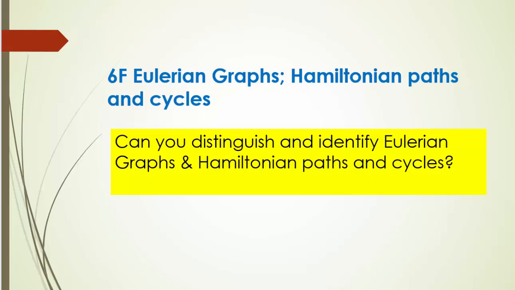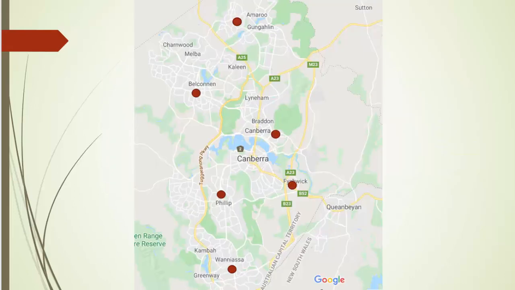We've been talking a lot about Euler over the last few weeks. Now we're going to introduce another gentleman, Hamilton, and these two gentlemen had completely different approaches to analyzing graphs and working out how best to use them. The issue is finding the best way to get around a delivery service, for instance.